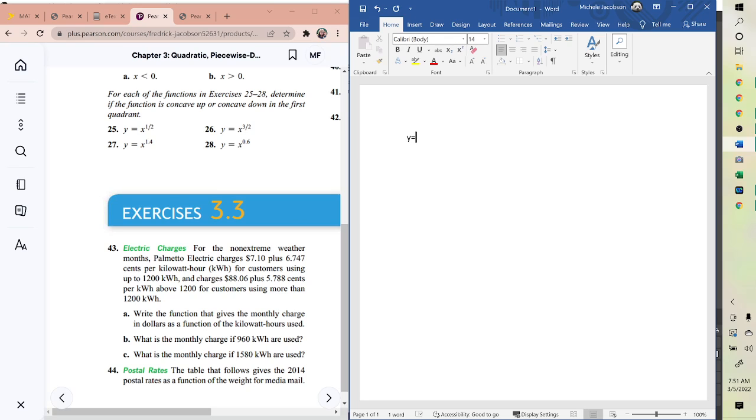Y equals, no, it's a linear equation. Remember, y equals mx plus b. So for our function, the first part, the fixed amount, that would be your b, is $7.10. We know the other part is the slope because it says per kilowatt hour.